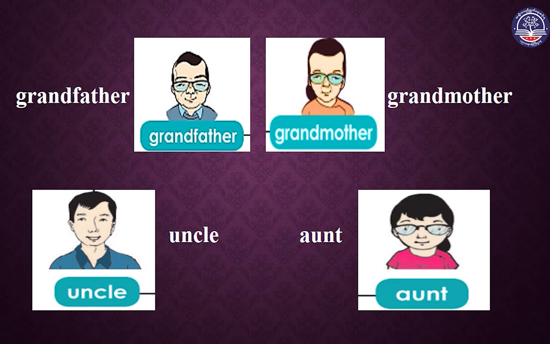Uncle, and aunt. Okay, well done. So let's review then. The first one is grandfather, grandmother, uncle, aunt. Let's repeat again. Grandfather, grandmother, uncle, and aunt. Well done.